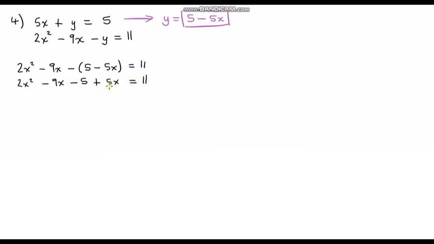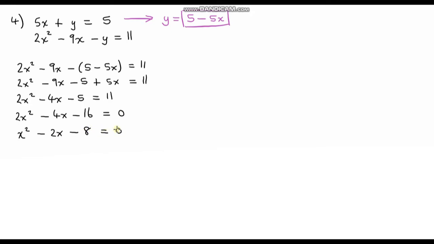So now we can collect like terms. If we add together the x terms, we're going to be left with 2x squared. Negative 9x add 5x is negative 4x. And then we've got minus 5 equals 11. And now we want 0 on this side. So if we subtract 11 from both sides, we now have 2x squared minus 4x, negative 5 subtract 11 is negative 16, and that equals 0. And just like before, we can simplify this. Everything is divisible by 2. So if we divide everything by 2, we now get x squared minus 2x minus 8 equals 0.